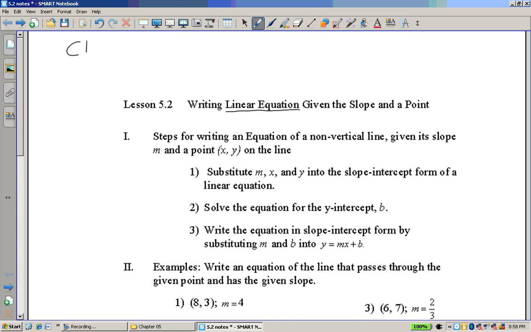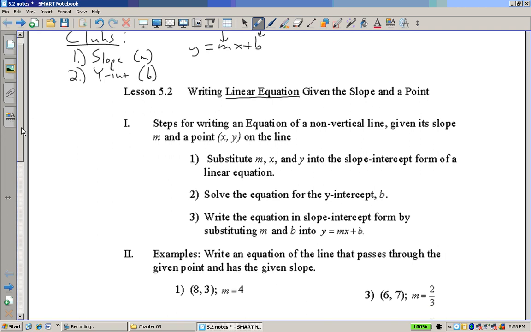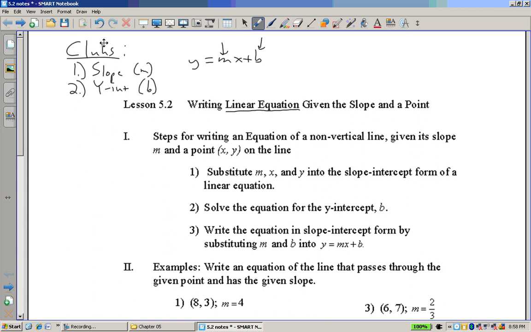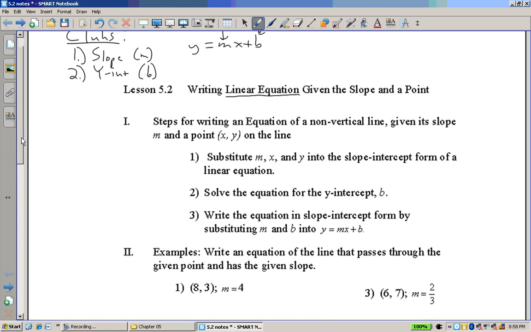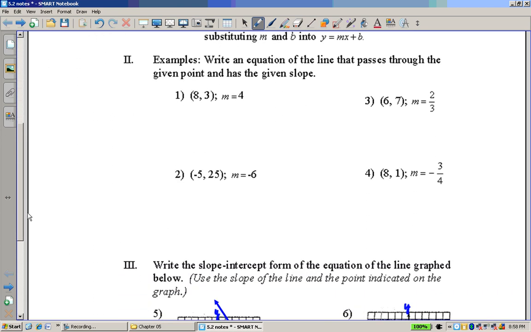So our two major clues that we're looking for, we have a slope, which is the m, and we have a y-intercept, which is b. If I have both of those, it's very easy to get the slope-intercept form because I simply plug in for m and b. Being a detective and trying to find the slope and the y-intercept. Let's look at the first example.